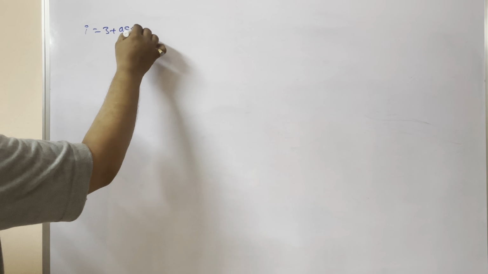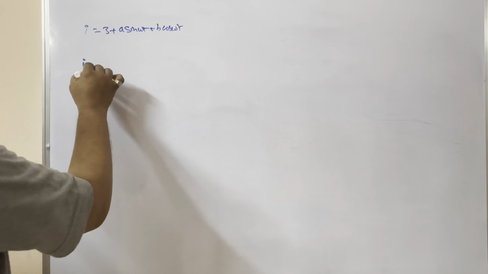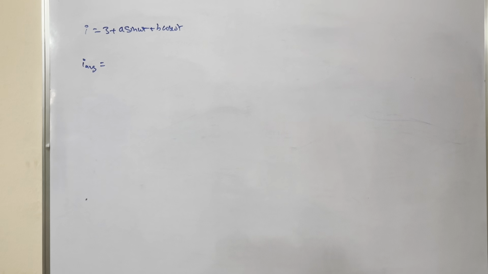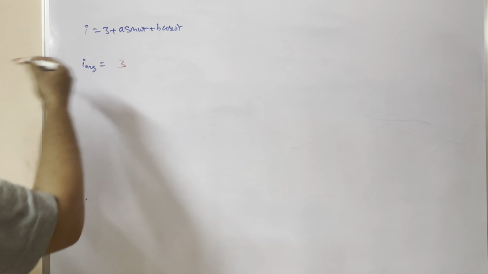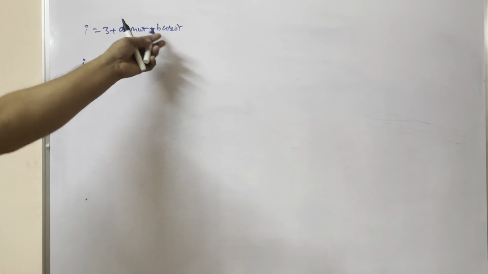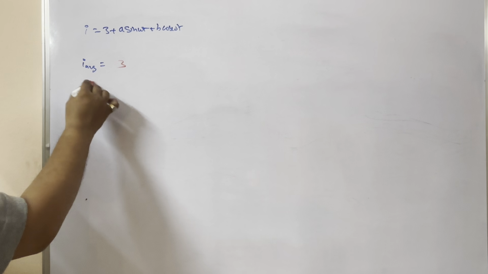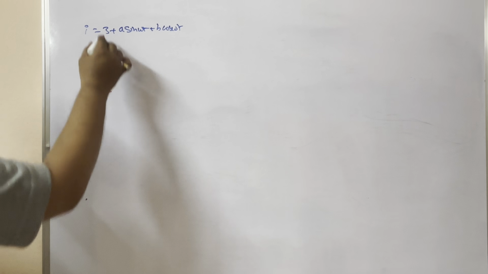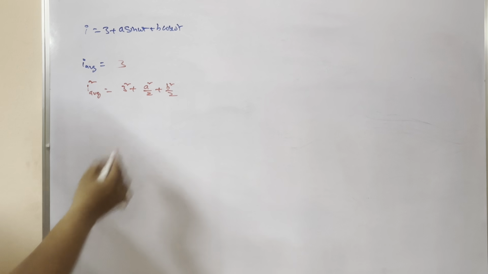See one problem: I is equal to 3 plus a sin omega t plus b cos omega t. What is the average value they asked? We are going to get 3 only, because the sin and cos terms are going to become 0. So what is the mean square? Mean square means we get 3 square plus a square by 2 plus b square by 2.